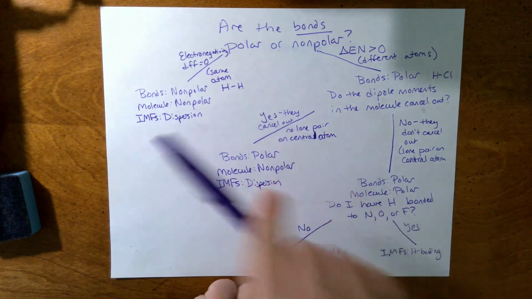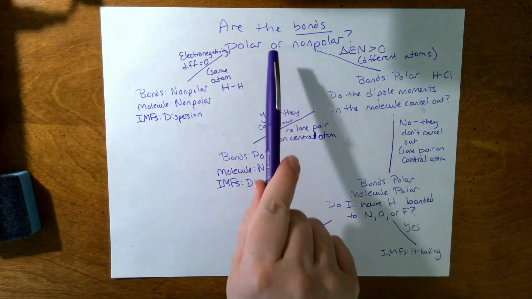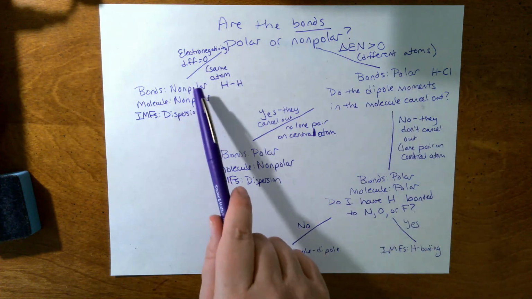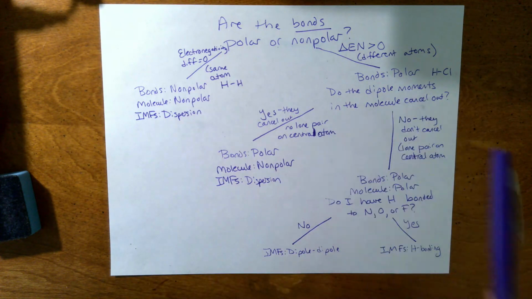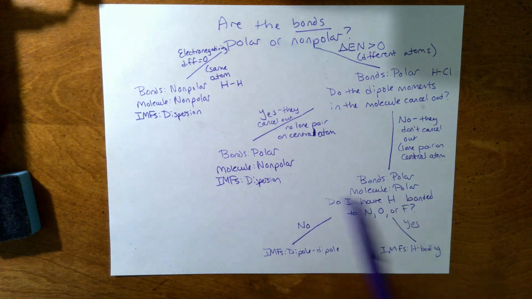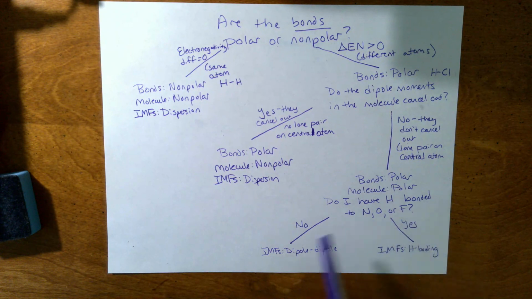So hopefully seeing this all put together will help you go through the process of figuring out the intermolecular forces in a molecule. First thing you have to ask is about the bond polarity. Once I know the bond polarity, if it's nonpolar, I'm done. But if it's polar, I have to figure out the molecule polarity. Once I know the molecule polarity, if it's nonpolar, again, it's dispersion. If it's polar, I have to figure out if I have dipole-dipole forces or hydrogen bonding.